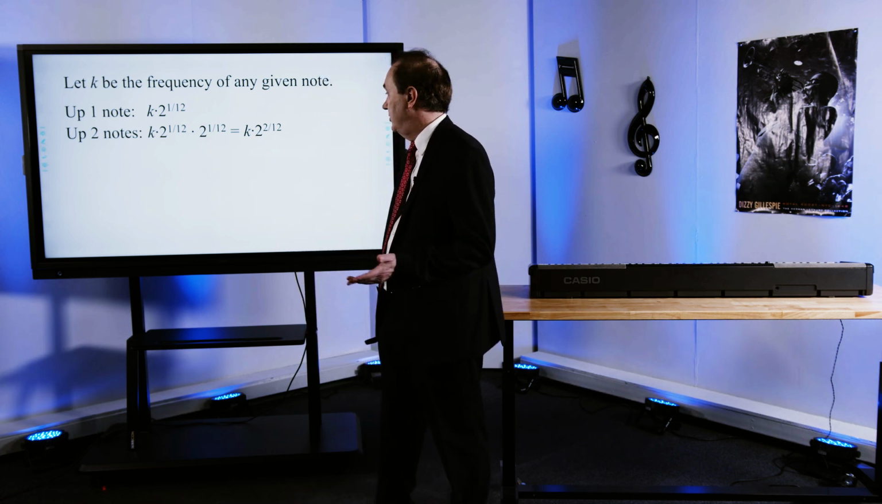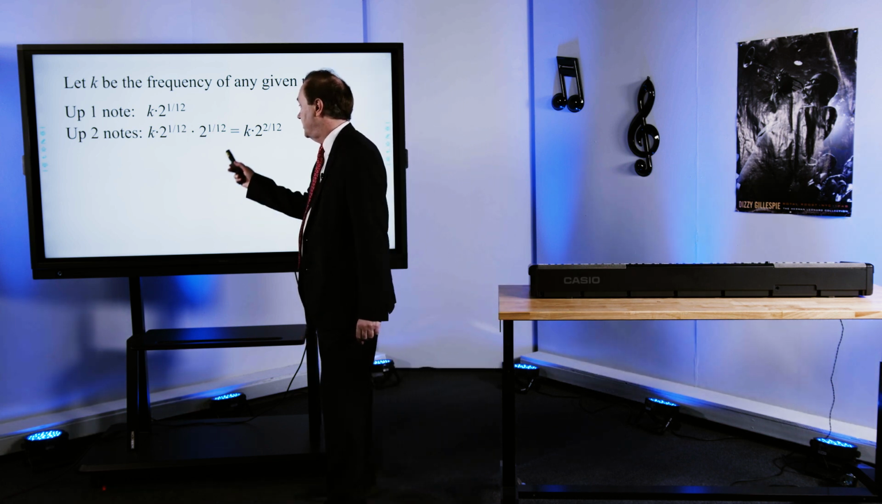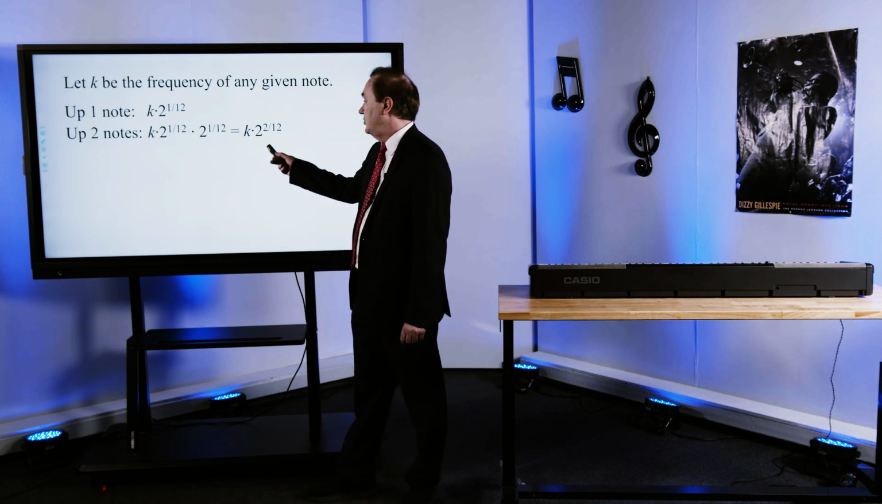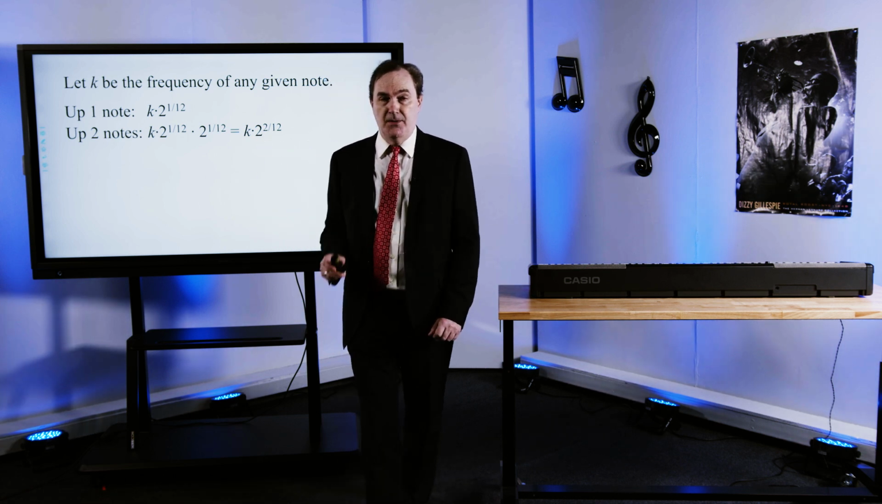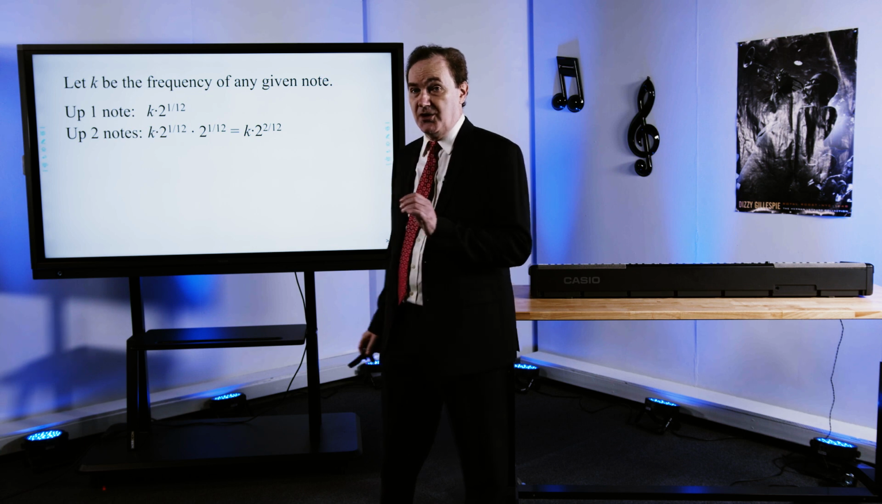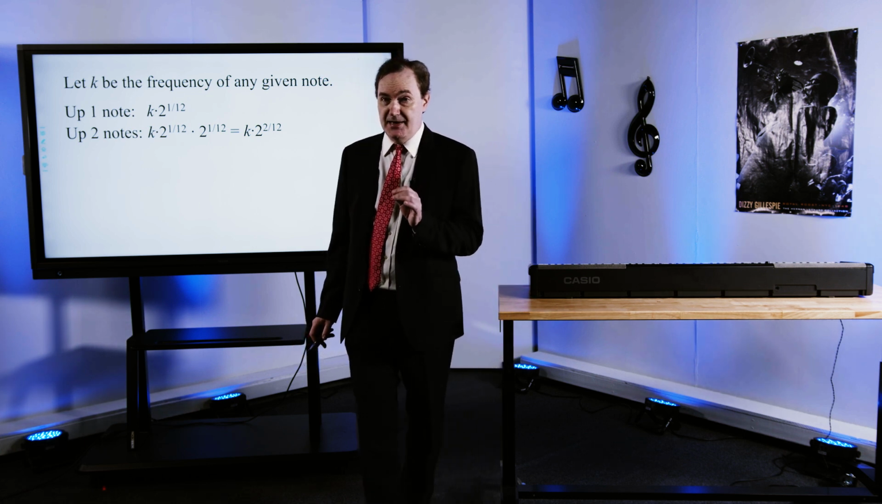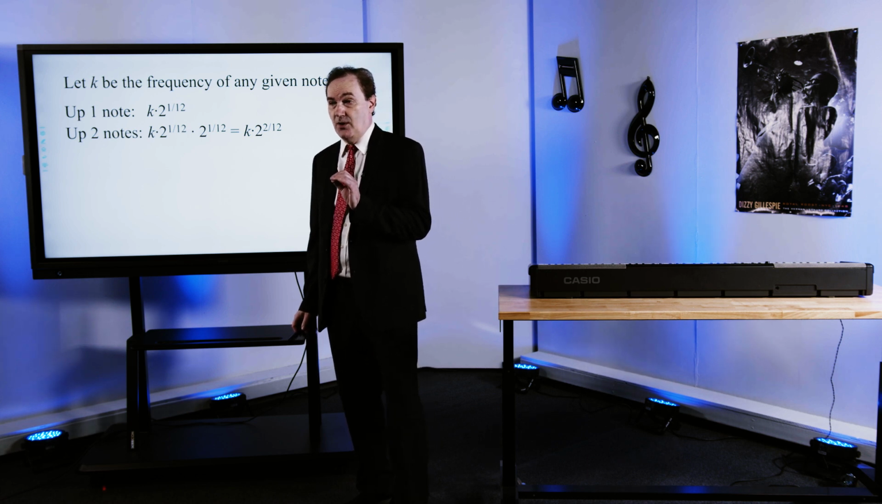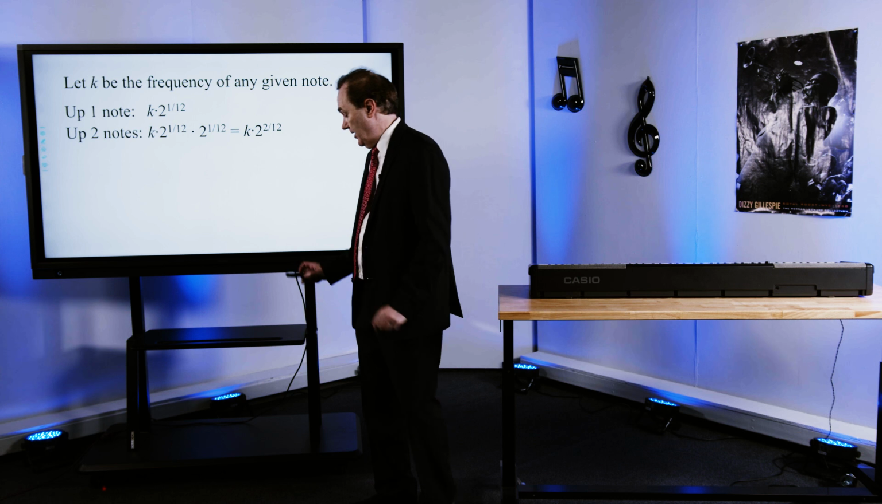So what do we know we do there? We add the exponents. So 2 to the 1/12th times 2 to the 1/12th gives us 2 to the 2/12ths power. So we get a frequency of k times 2 to the 2/12ths. Now you could reduce the fraction 2/12ths, but it's better that we don't. I'm not going to reduce fractions because I want to maintain a consistent denominator of 12 throughout this discussion. It simplifies the analysis and works better that way.